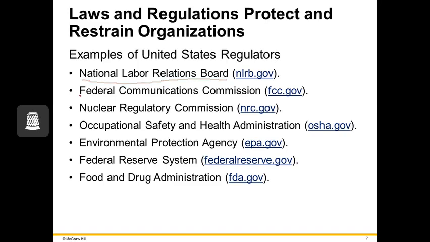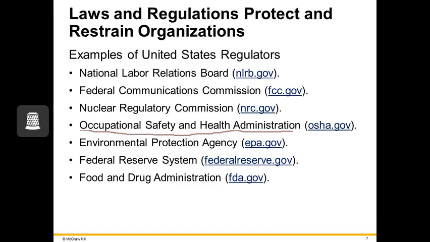Then we have the Federal Communications Commission, and the FCC makes rules to regulate what can be said on television and on the radio. Then we have the Nuclear Regulatory Commission, which, as you would probably guess, has some say in regulations related to nuclear power plants. Then we have the Occupational Safety and Health Administration, and OSHA is responsible for making rules that help to ensure that we have a safe workplace.